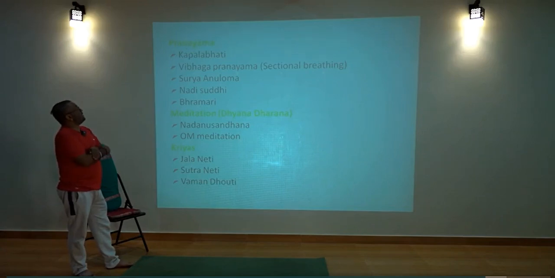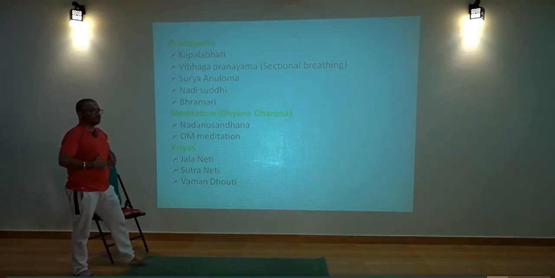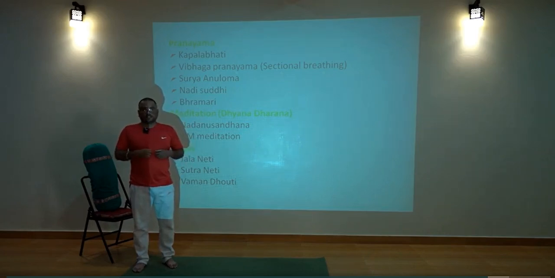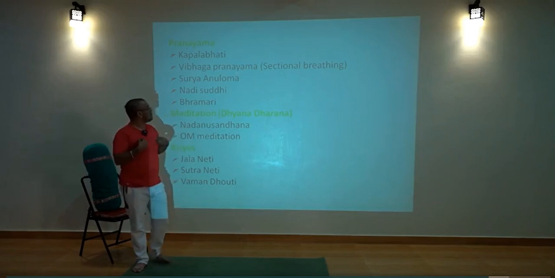Pranayama, then we see if the progress is going on, then Kapalbhati, sectional breathing, that is diaphragm, then the mid chest, and then the upper chest. We call this sectional breathing. The sectional breathing, breathing to train lower lobe, middle lobe of the lungs, and the upper lobe of the lungs.